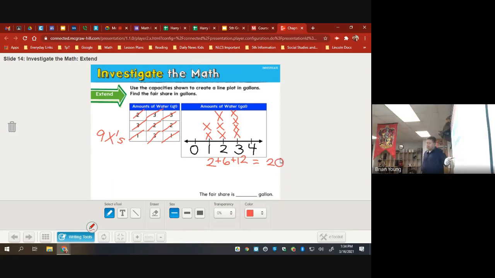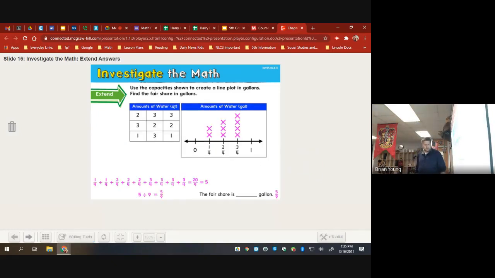So now what do we do with the 9 X's? You divide. You divide 20 by 9. So how many times does 9 go into 20? 2 whole times. Remainder what? 2/9. So again, the fair share on this, hopefully it marks it on there for you, it's 2 and 2/9.